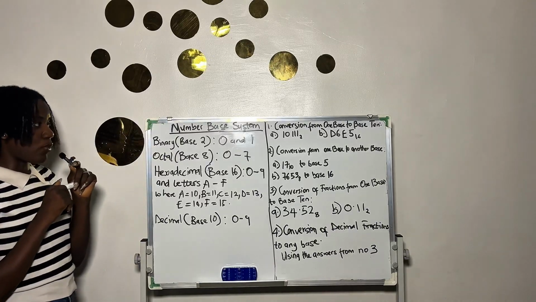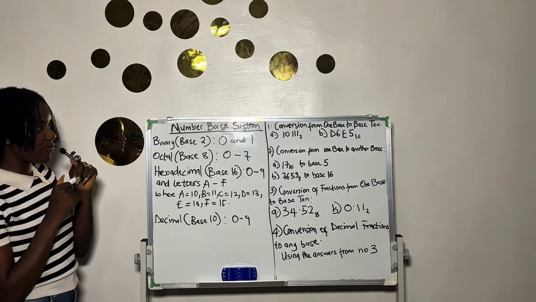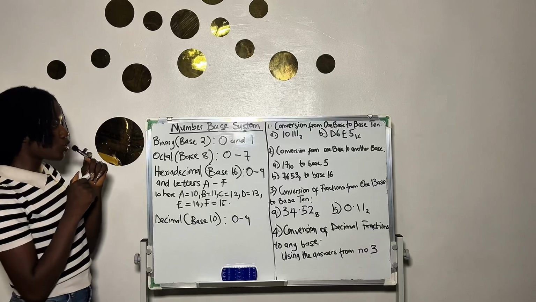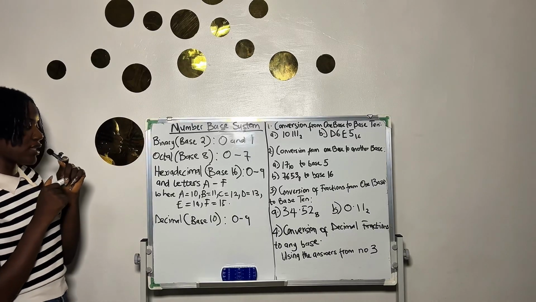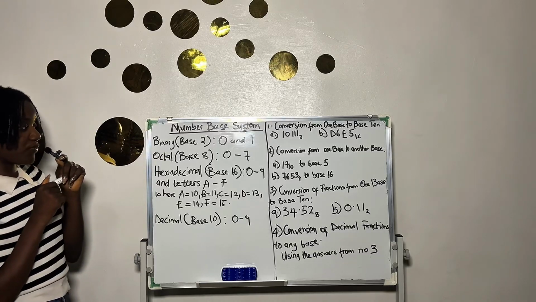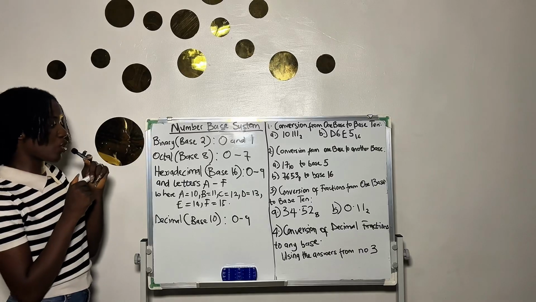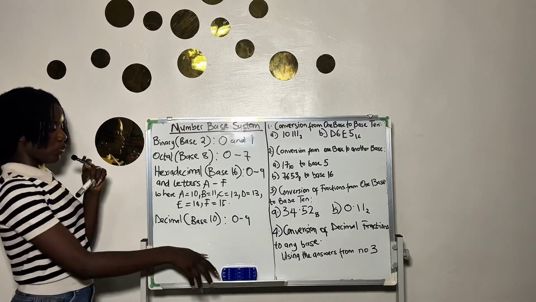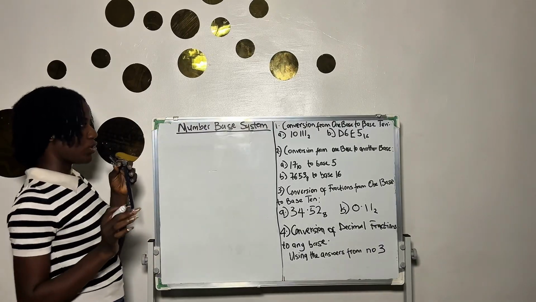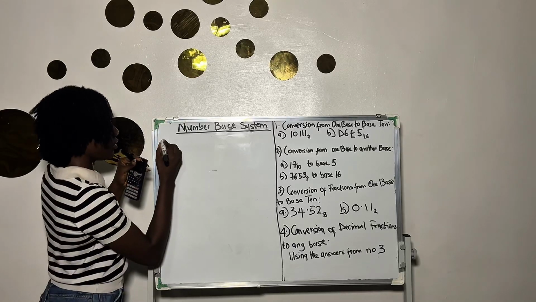So in this chapter, we're going to be learning four basic things. One, we're going to learn how to convert from one base to base 10. Two, we're going to learn how to convert from one base to another base. Three, we're going to learn how to convert fractions from one base to base 10. And lastly, we're going to learn how to convert decimal fractions to any base. So let's get into it. So let's start with the first one, to convert from one base to base 10.